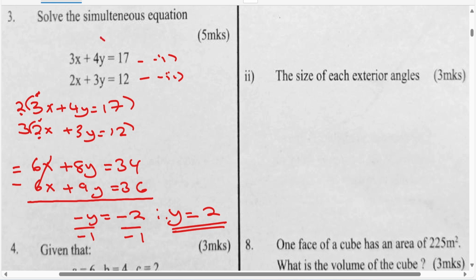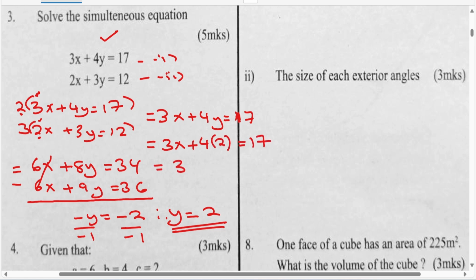Bado x. So you take any of the equations. Let me take the first equation. You say 3x plus 4y is equivalent to 17, right? Tumeelewana? So you already know your y, so you substitute your y with 2. So pale ambapo kuna y utaweka 2. So 3x plus 4 times 2 equal to 17. Sawa. So utapata 3x plus 8 equal to 17.